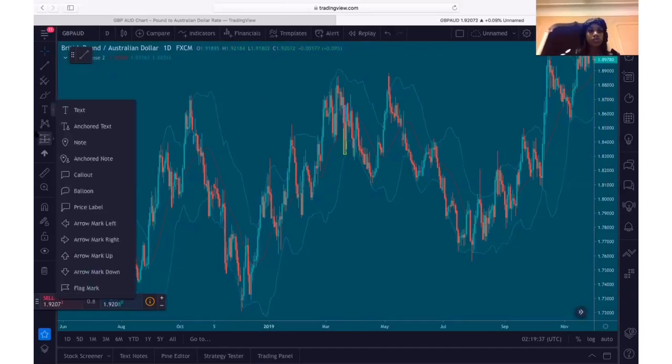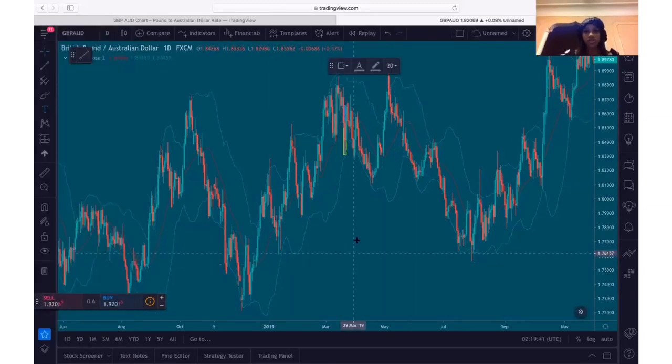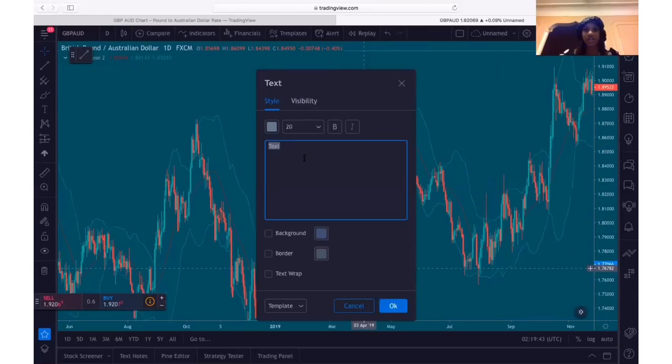So the first rule of this strategy is rule number one. Okay, rule number one: you can only trade this strategy when there is a trend.